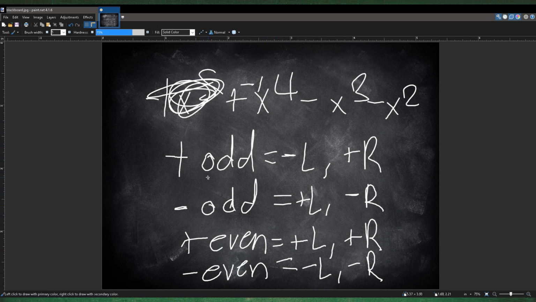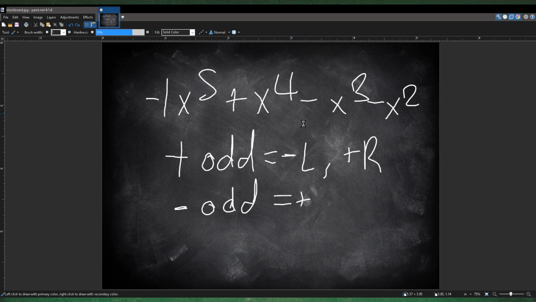So this case always works. If it's a positive odd, it's a negative left and a positive right. If it's a negative odd, it's going to be a positive left and a negative right. If it's a positive even, it's a positive left and a positive right. And if it's a negative even, it's a negative left and a negative right. We really don't care what these other terms are, because as this number becomes super big, it's just not going to be affected by these smaller numbers. So that's basically what it is for end behavior.